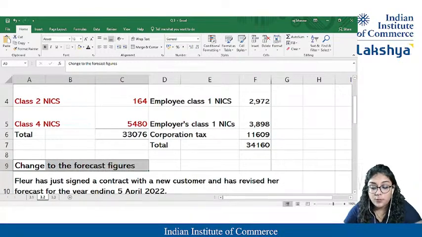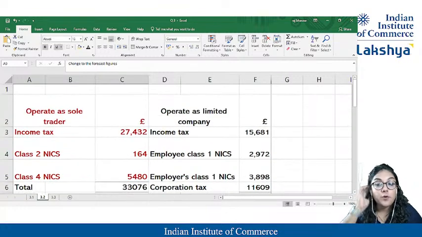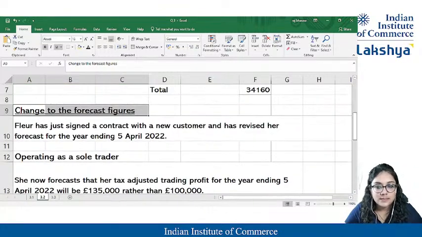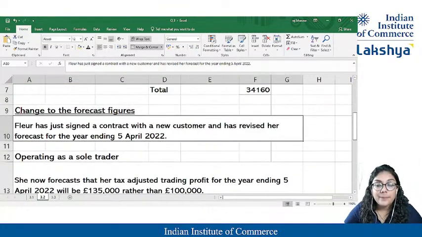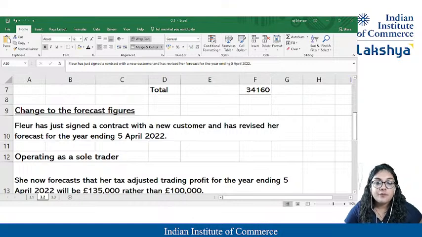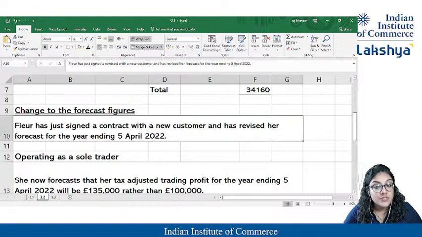Now students, now the question actually comes. So this is what they have already made for us. Over here, Fluid company has just signed a contract with a new customer and revised the forecast. Before that, she was expecting this much profit, like 1 lakh, and accordingly they made some expenses and wrote whatever payments they thought they had to make. Now, because she has signed a contract with a new customer, her expectations are going to change.